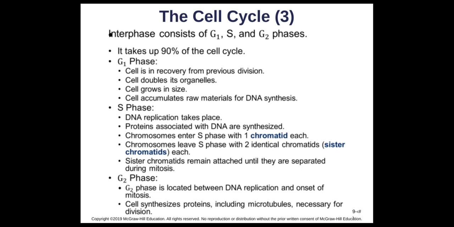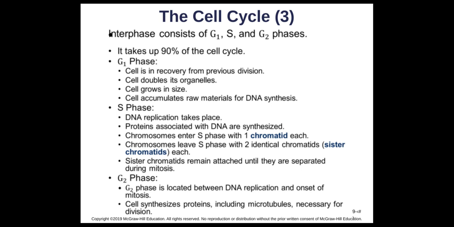Then we'll switch over to the S phase. That's the middle part of interphase. In that S phase, DNA replication is happening. We need to make proteins that are going to help with DNA synthesis. Our chromosomes will enter this S phase with one chromatid, so they will condense from a bowl of spaghetti looking stuff into like a little gummy worm.